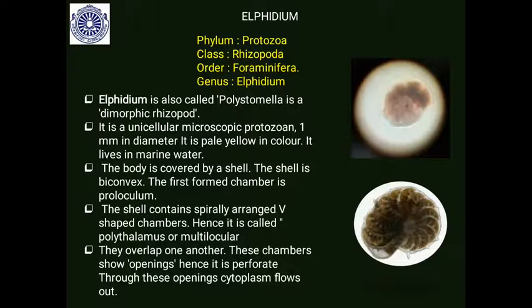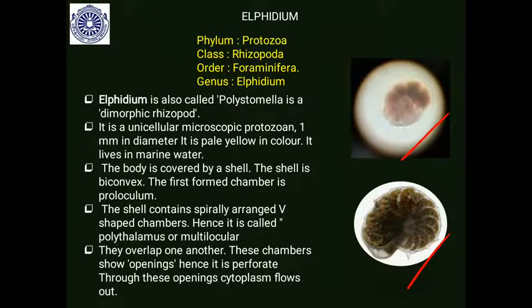So it's a common marine protozoa. You will find this in seawater everywhere. There are many species of Elphidium and they are found in different depths from the shore region to the different depths of the ocean or the sea. So this is a dimorphic rhizopoda. It belongs to the class of the amoeba also. It is a unicellular microscopic protozoa 1 millimeter in diameter. It is pale yellow in color. It lives in marine water. So if you observe under microscope 10x, you will find like this.